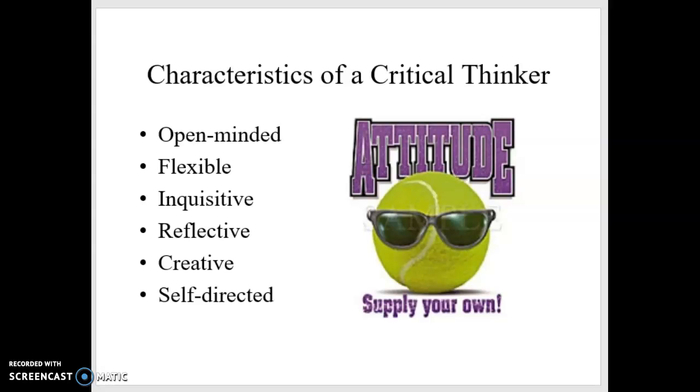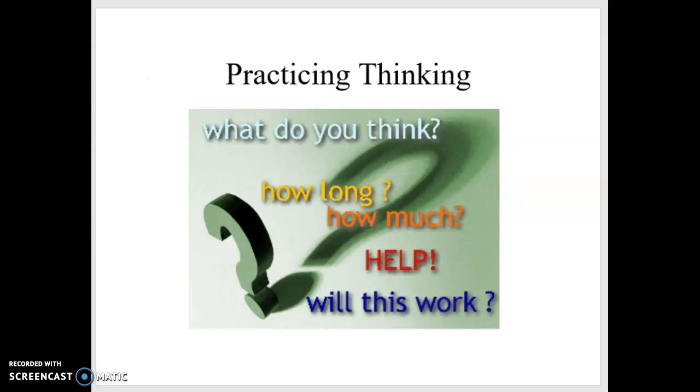Welcome back. So we talked about the characteristics of the critical thinker, and you practice thinking. You think about what you think, and we think sometimes a long time before we take action, and sometimes a short time. You ask yourself, how long is this going to take? How much do I need? How much help do I need? How much effort will it take? Sometimes we need help when we think.